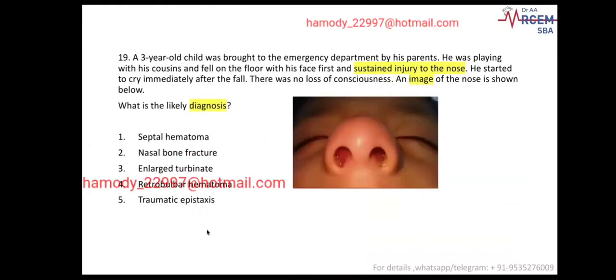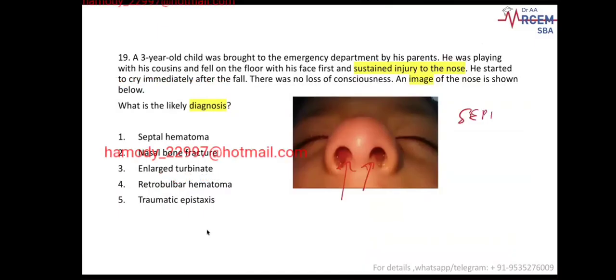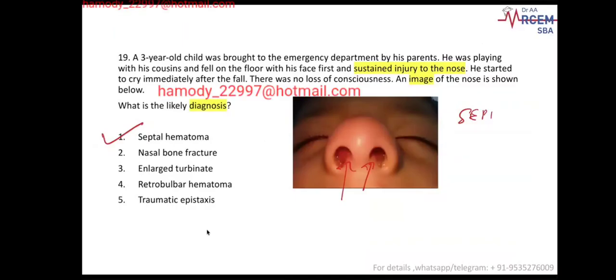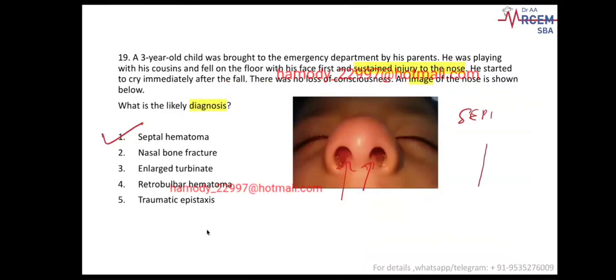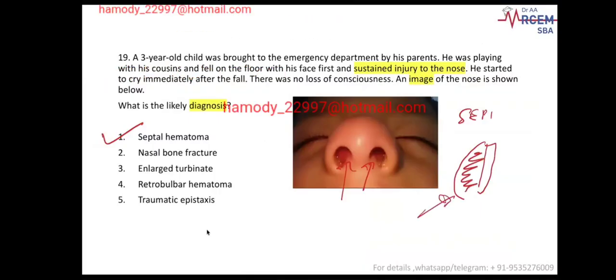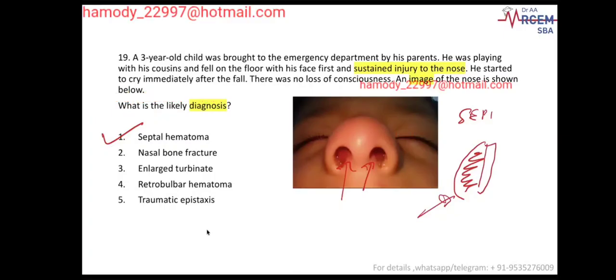Sustained injury to the nose, image is given. What is the diagnosis? This is known as septal hematoma. The importance of septal hematoma is similar to what we learned about the cauliflower ear. Here also, it separates the cartilage from the vascular structure which supplies it. So this blood needs to be drained. If you do not drain it, it can cause avascular necrosis. So you need to drain it in the ED. A simple nick will be sufficient here.